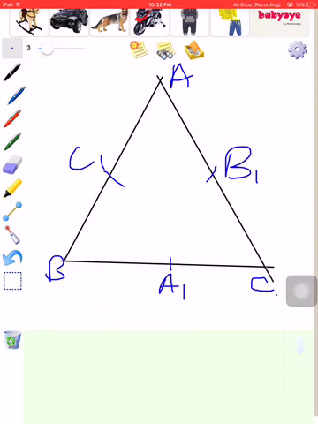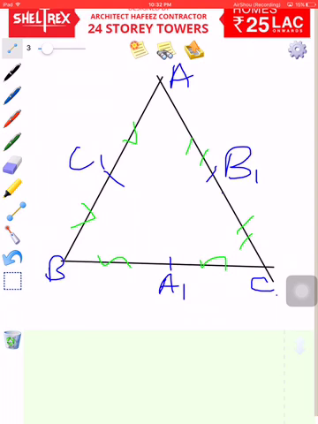Okay, A1, B1, C1, they're special points. BA1 equals A1C, AB1 equals B1C, and AC1 is equal to C1B. Cool. Now what I do is join these points. C1, B1 is there. I'll use another color, say red. There you go. C1, B1, B1, A1, and A1, C1. So this is your medial triangle.